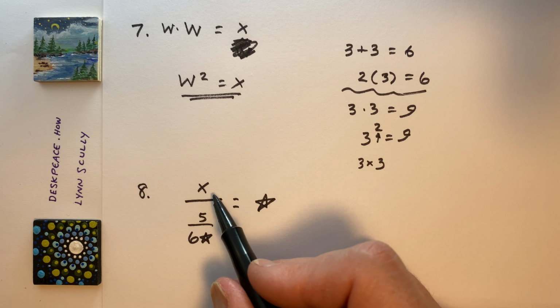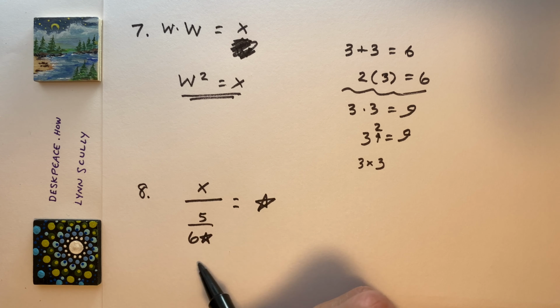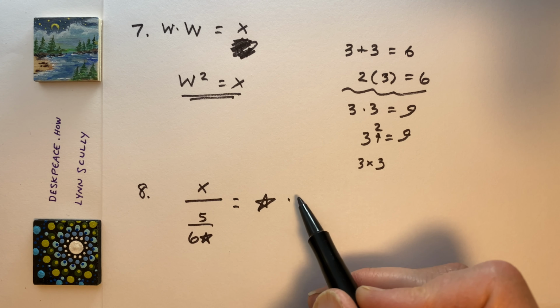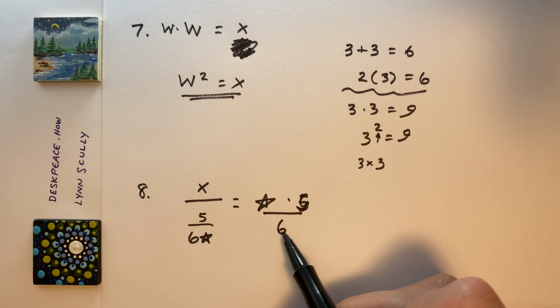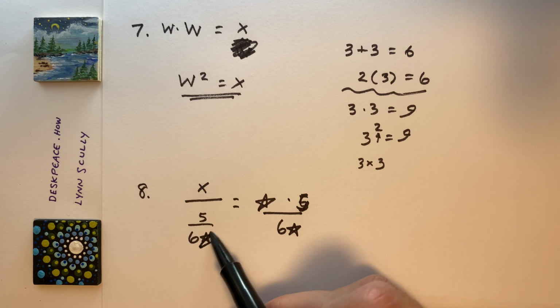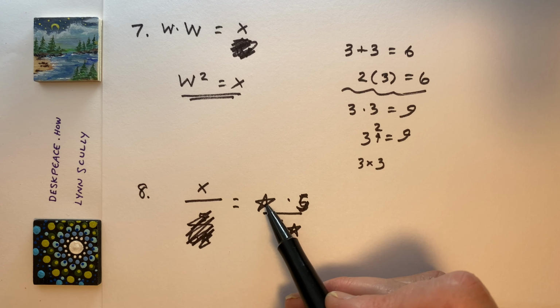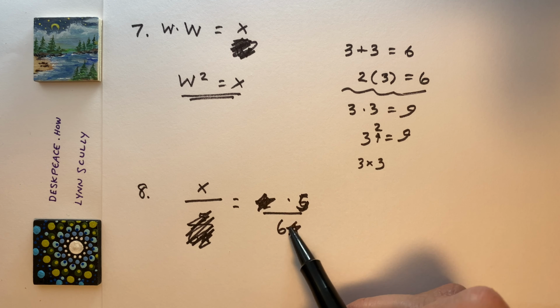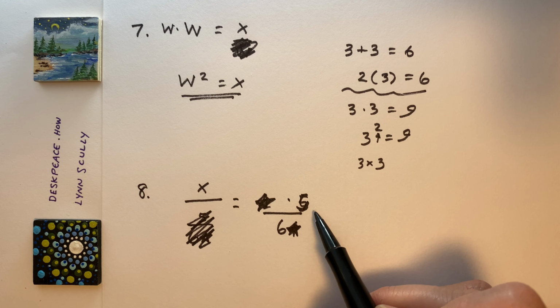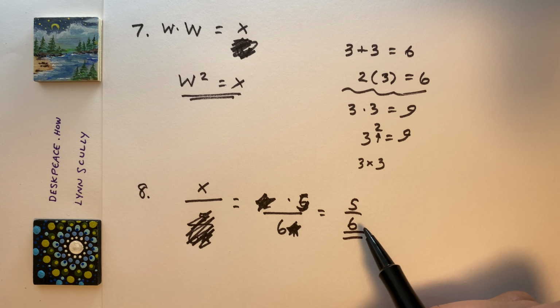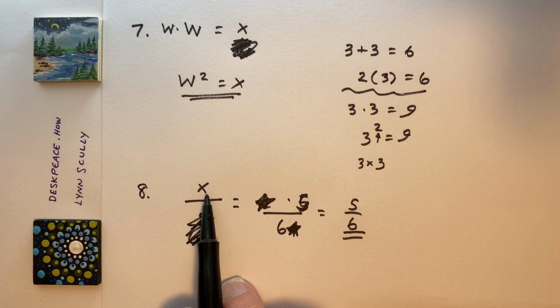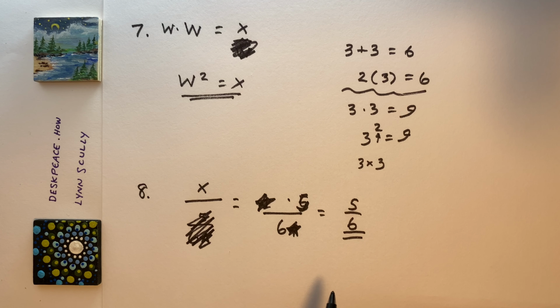Number 8, here's my x. I want to get it alone. This stuff is attached by division. Move it by multiplication to the other side of the equal sign. That is a 5. I have star over star. That goes away and gives me 1 in its spot. So my final answer is 5/6. It looked scary, but the steps are always the same. Keep your eye on the prize, get this guy alone, and you're going to get the answer.